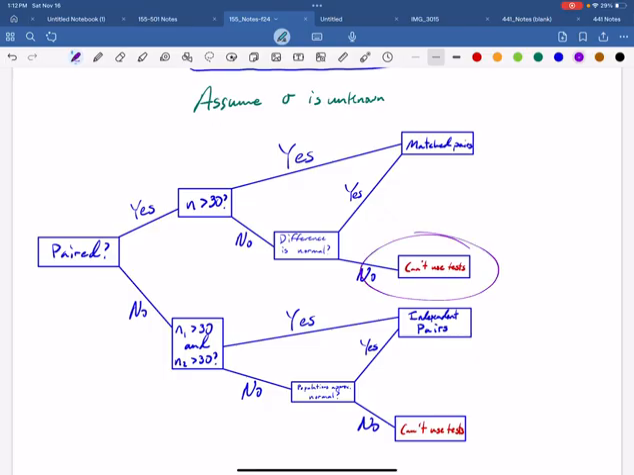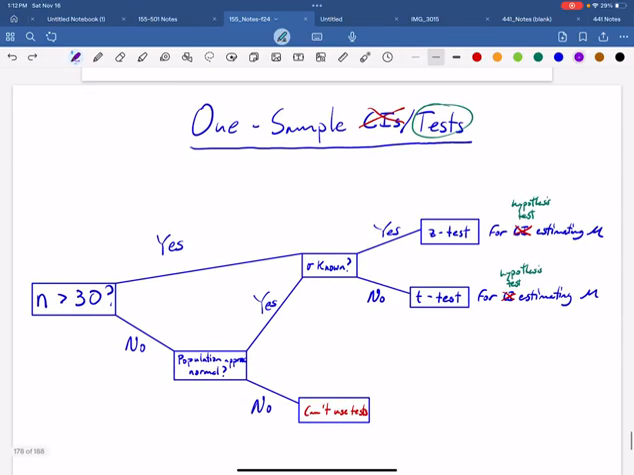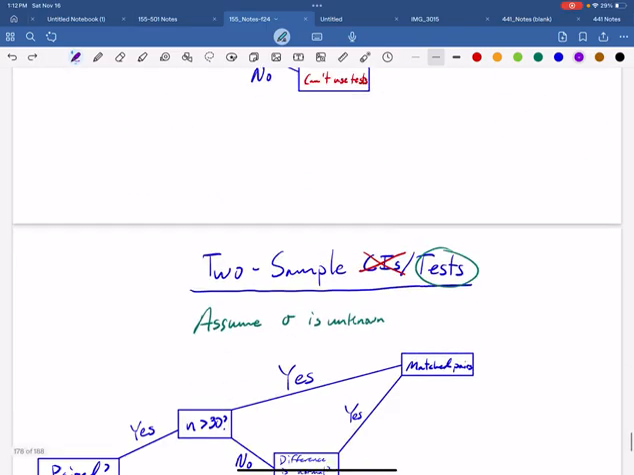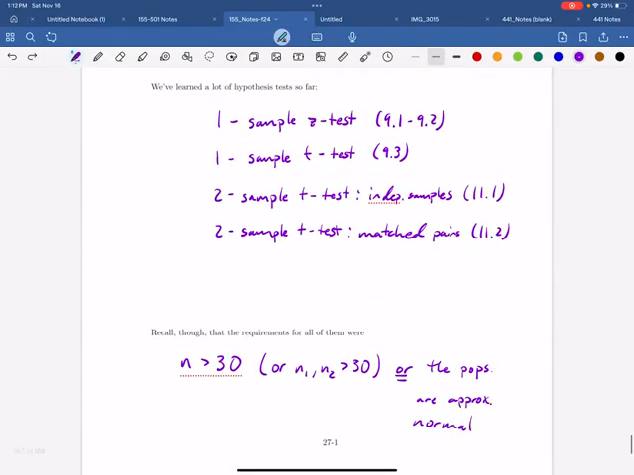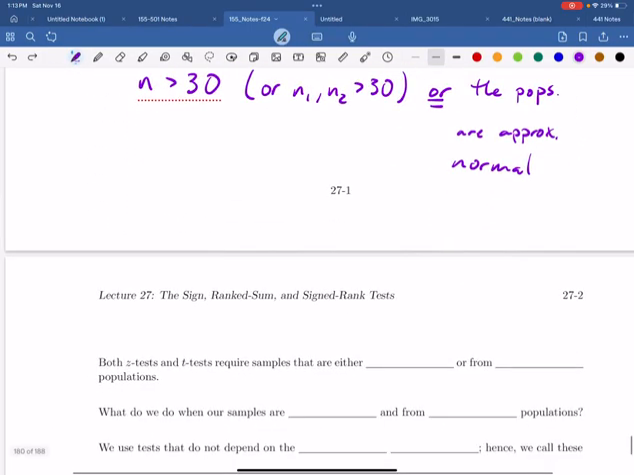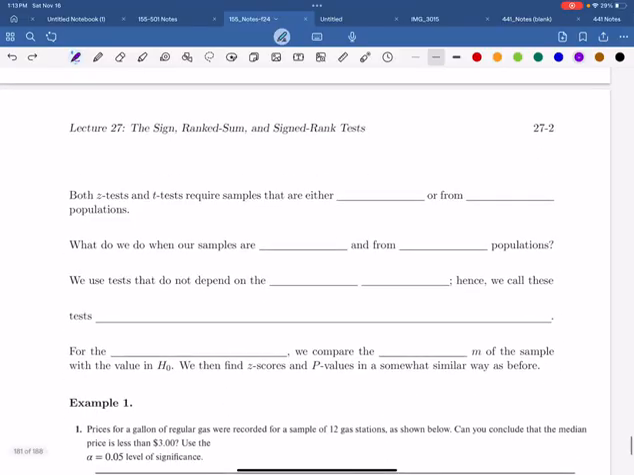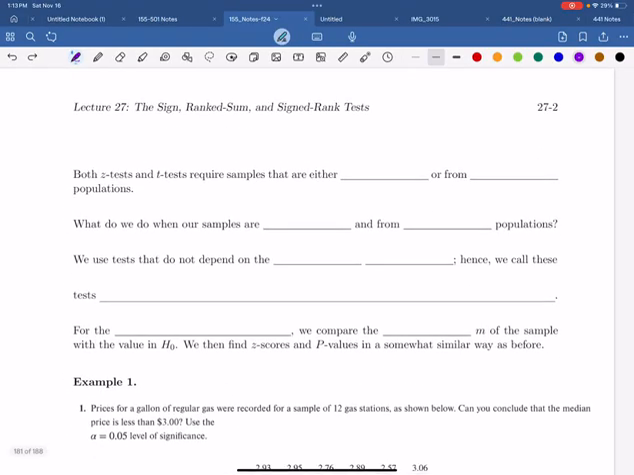What we're going to look at today is, what happens when we can't use those tests? We have other tests we can use, and in a certain sense, they're more simplistic in that they use more simplistic machinery, like the median and positivity and negativity, that kind of thing. So both z-tests and t-tests offer samples that are either large or from approximately normal populations, normal-ish populations. So what do we do when our samples are small, which means n is less than or equal to 30, and from non-normal populations?